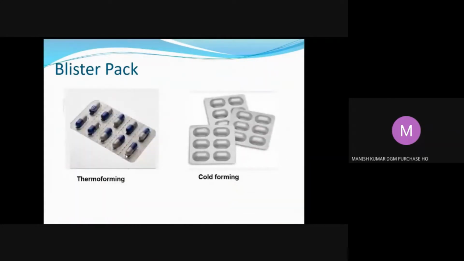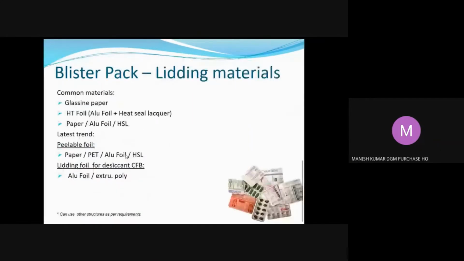On the back side, it is a printed information. So you can use it as a glassine paper, as an HT foil also. It comes in different thickness and different heat seal lacquer. Or you can use paper aluminum foil with heat seal lacquer. The latest trends are a peelable foil also. And if you see the back side, it is a printed one. It is a peelable one also, peel push also.